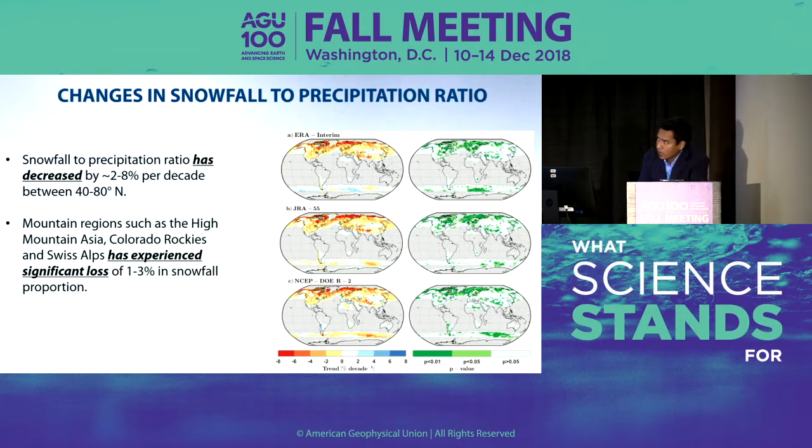We found that during the last 4 decades, between the latitude of 40 degrees to 80 degrees north, snowfall to precipitation ratio has actually decreased by 2 to 8%, whereas we also focused on different mountain regions around the world, such as high mountain Asia, Colorado Rockies, and Swiss Alps, and we found that these mountain regions are also experiencing significant loss in the snowfall to precipitation ratio at the rate of around 1 to 3% per decade.